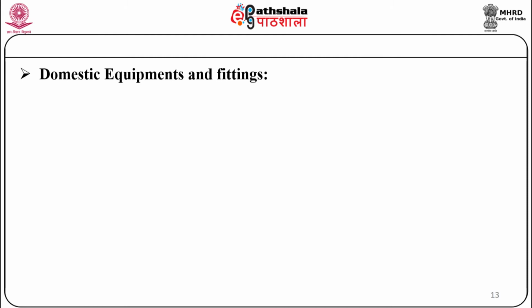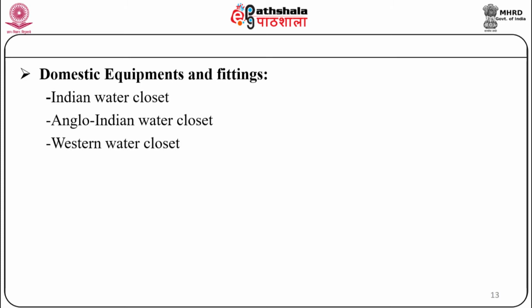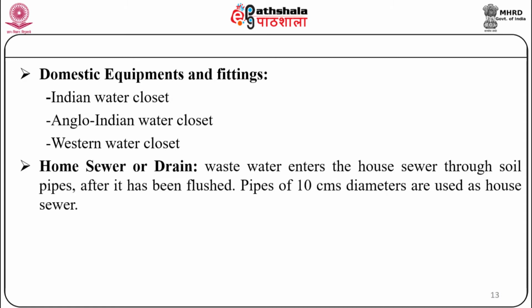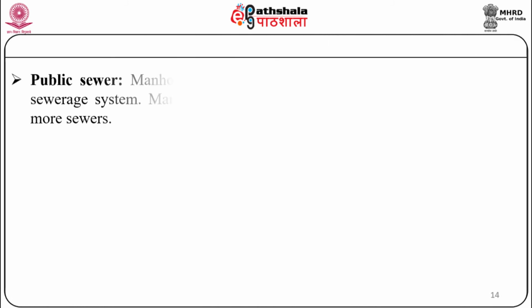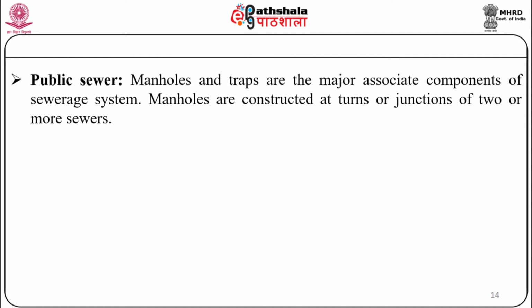Domestic equipment and fittings: we have the Indian water closet, the Anglo-Indian water closet, and the Western water closet, and the home sewer or drain. Wastewater enters the house sewer through soil pipes after it has been flushed, and pipes of 10 centimeter diameter are used as house sewer. Public sewers, manholes and traps are the major associated components of the sewerage system. Manholes are constructed at turns or junctions of two or more sewers.